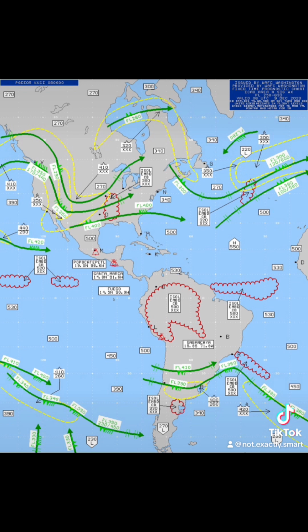Jet streams are illustrated on this chart with a solid green line. The speeds are indicated by flags, pennant flags, and tick marks. Each pennant flag is worth 50 knots, and the tick marks are worth 10 and 5. The double line indicates a change in wind speed of at least 20 knots. The altitudes for each jet stream are located in the box attached to it.